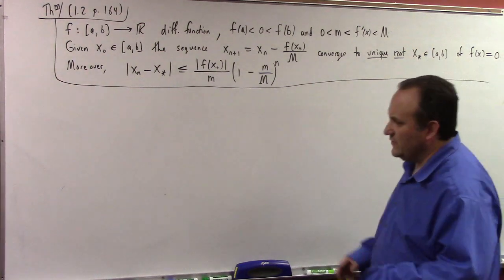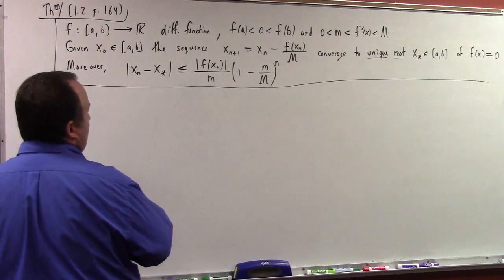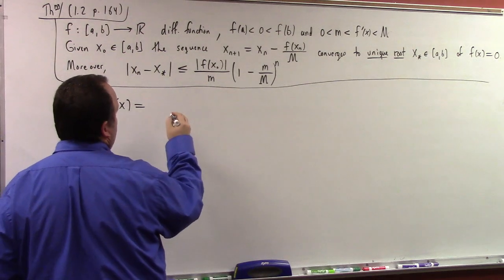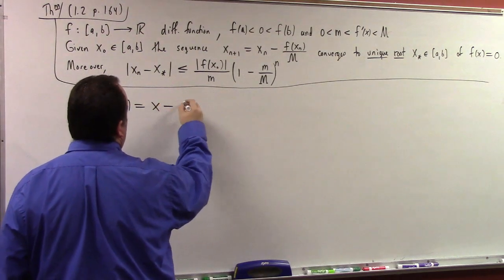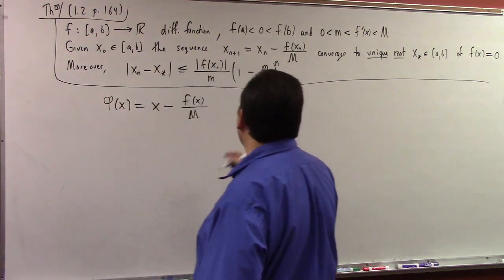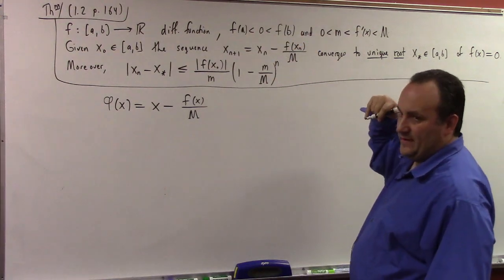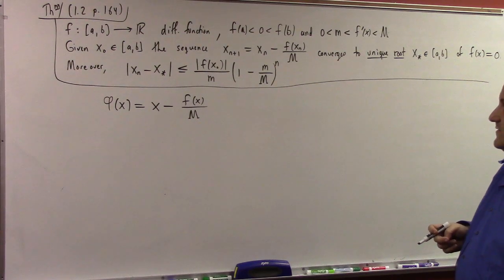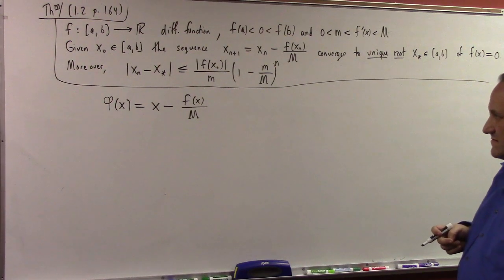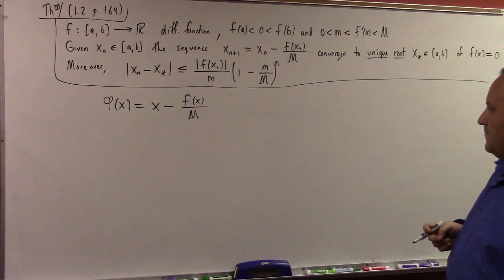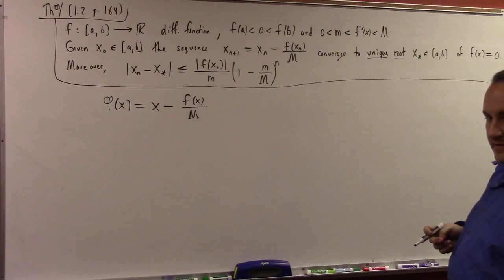But what should we try to show is what's our alleged contraction mapping here? Phi of x equals what? Apparently, phi of x is equal to x minus f of x over m, right? If you look at this formula, you can see that must be my contraction map. So why is that a contraction map? It's a question we can ask, right?